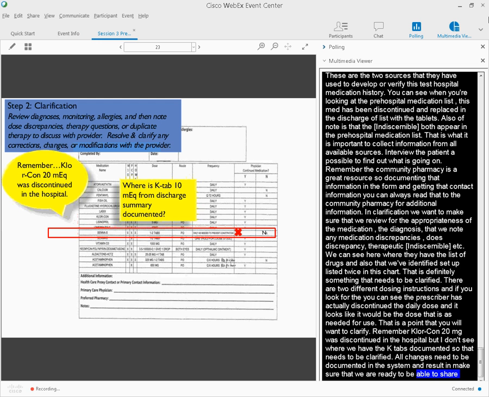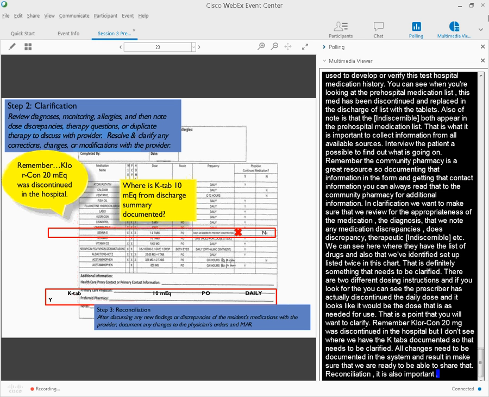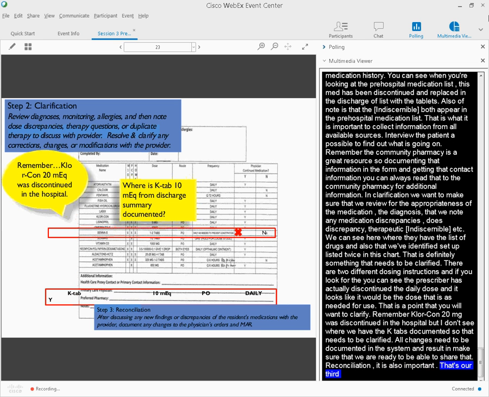So reconciliation is also important. That's our third step. So making sure that this is all documented in the physician's orders and in the MAR as well is important.